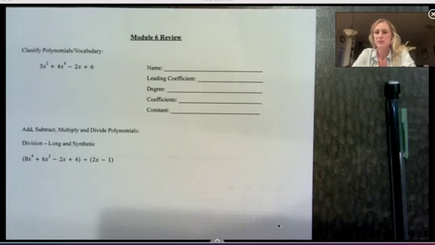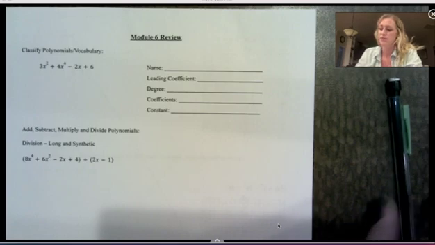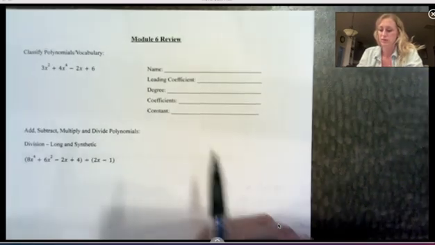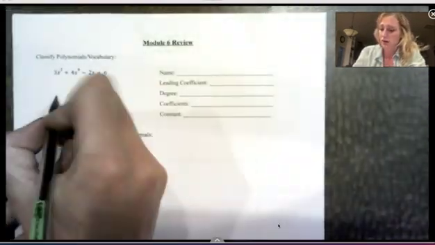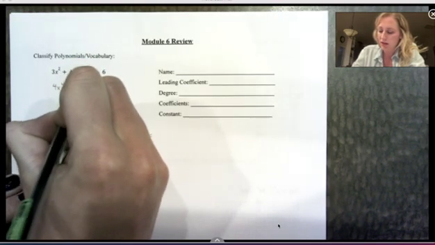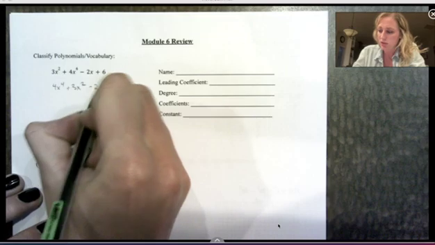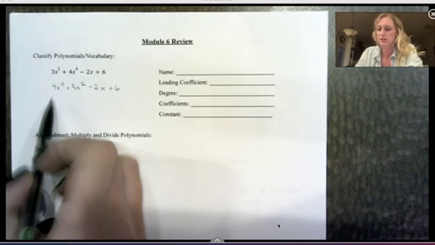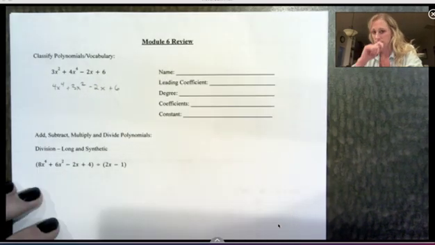Just going to recap some of the big ideas that we covered in Module 6. So we started off being able to classify polynomials and a lot of vocabulary. So in this one, given this polynomial, let's put it in standard form first. So highest exponent comes first, then the term with the next highest, and so on from greatest to least. So that's in standard form.